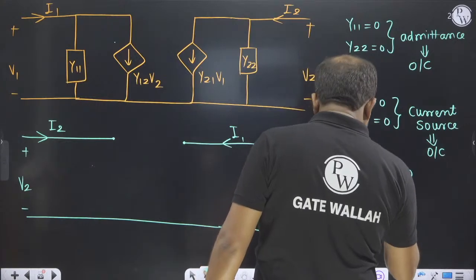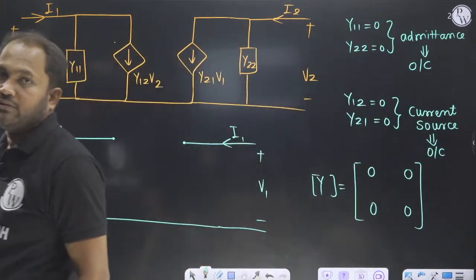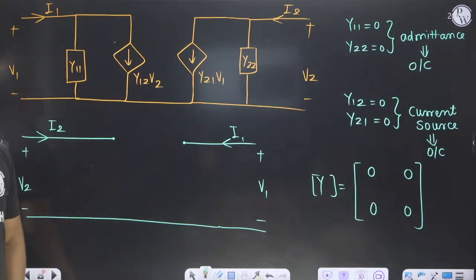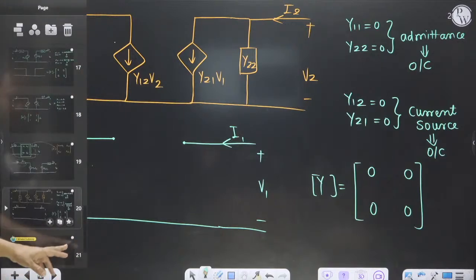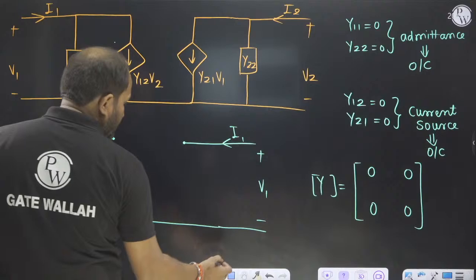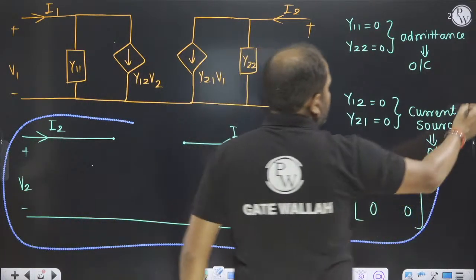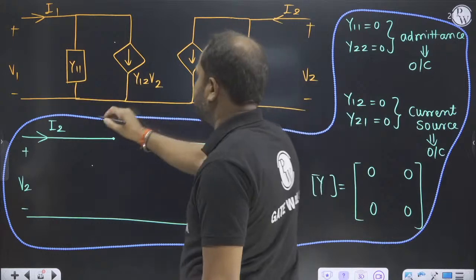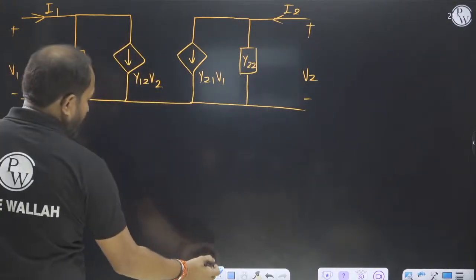So our Y parameter will be 0, 0, 0, 0. This is the Y parameter. So in this case, Y parameter is defined. Something like that question will be asked. What question will they ask? They will ask one more question like this.